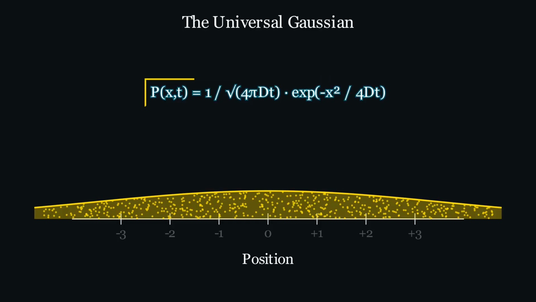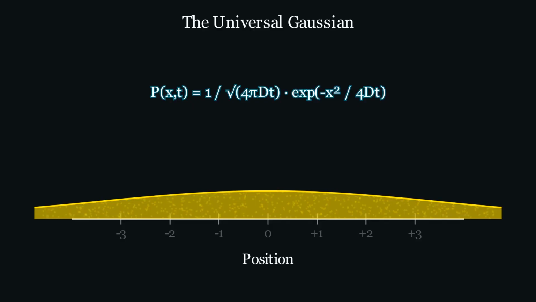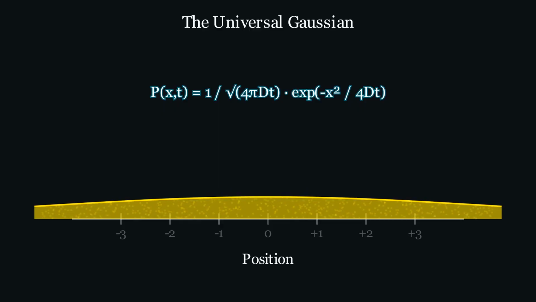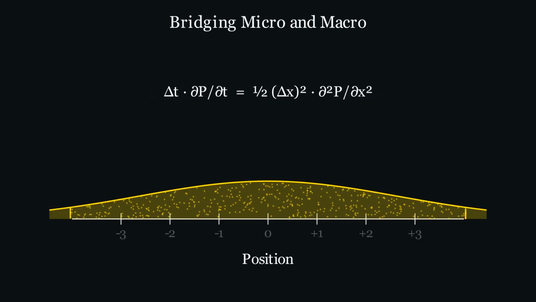But this brings us to a profound perspective shift. If the density of particles always forms a smooth bell curve, can we drop the randomness entirely and describe its evolution with a deterministic differential equation? In the next chapter, we will see how chaos resolves into the heat equation. Let us revisit the Taylor expansion we built earlier.